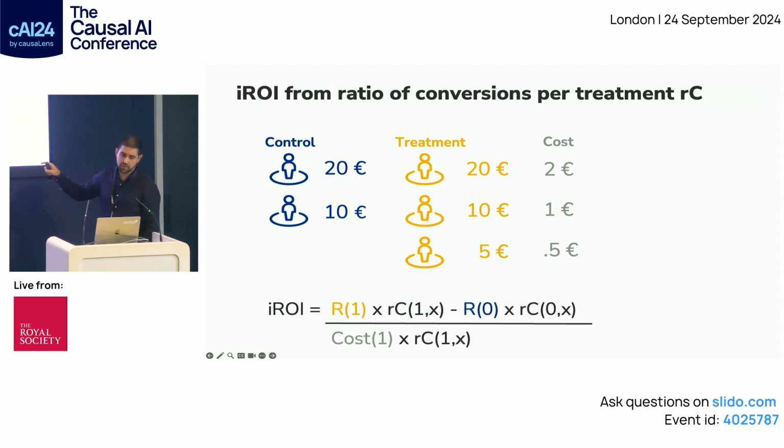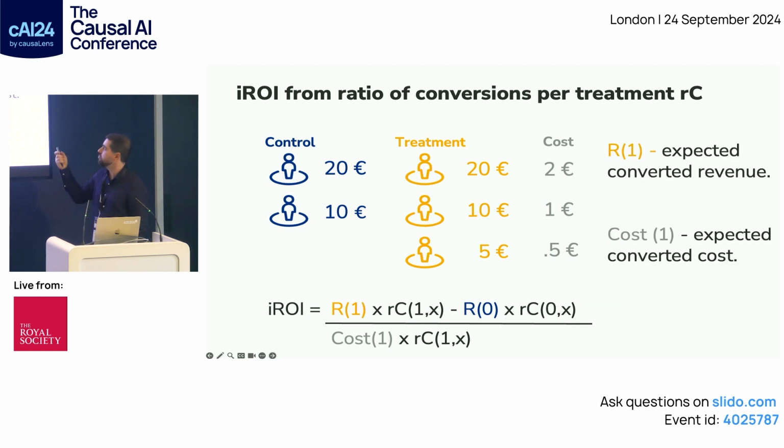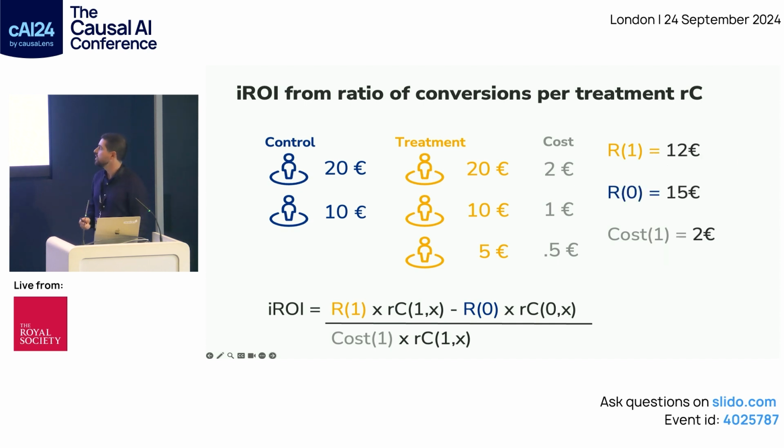Now I'm just going to tell you how you can calculate it. It's a little bit more involved, but not too hard. So we get back to that quantity of the ratio of converted per treatment. And the other quantities are just the expected revenue per conversion. I'll walk you through it to make it more simple. So the average revenue in the control group is 15 euros. The average revenue in the treatment group is 12.